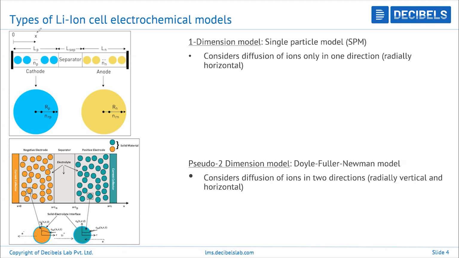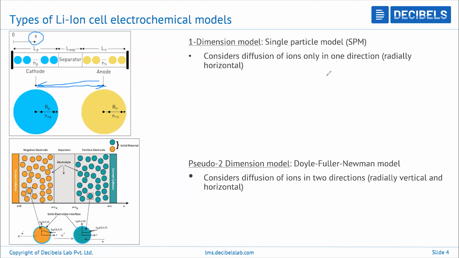So if you consider the direction of the movement or behavior of ions, the redox reactions are considered only in one direction, that is the X direction. The ions are either moving from cathode to anode, or from anode to cathode, and only in this direction.